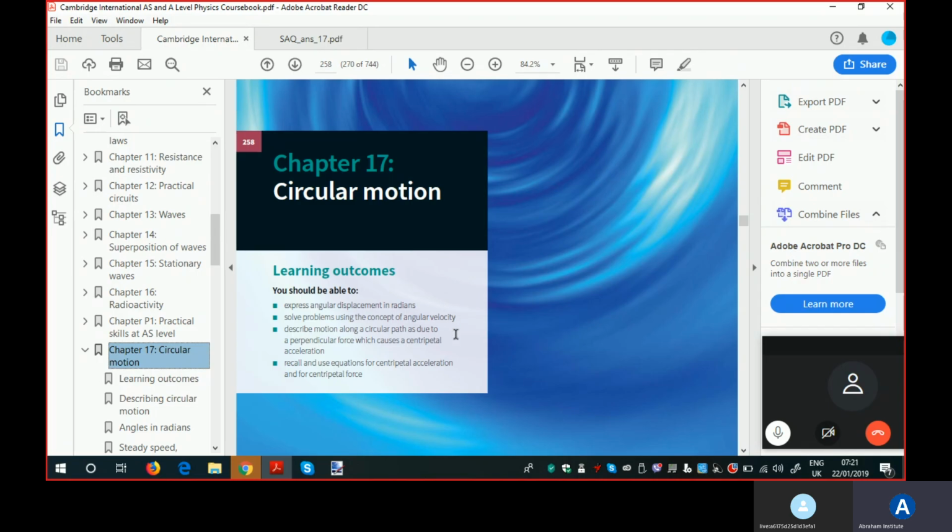Then describe motion along a circular path as due to a perpendicular force which causes a centripetal acceleration. Anything moving in a circle is accelerating, even if it is moving with a constant speed, and we call that acceleration centripetal acceleration. That acceleration is directed towards the center of the circular path in which the object is moving. So this chapter is about circular motion.